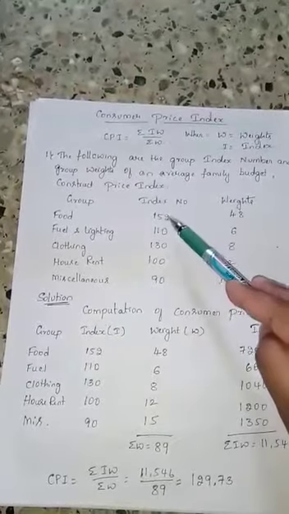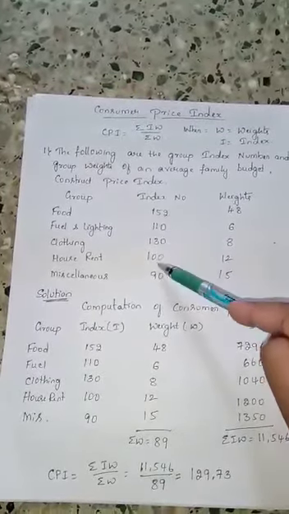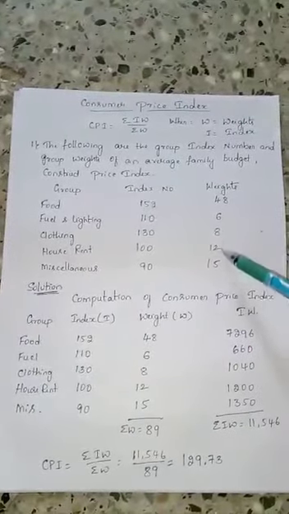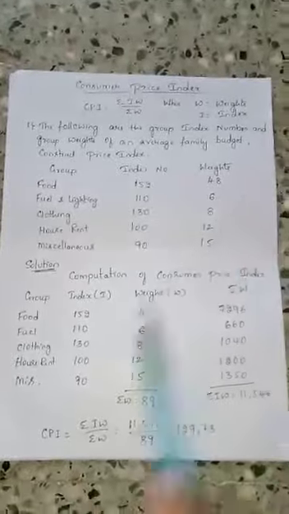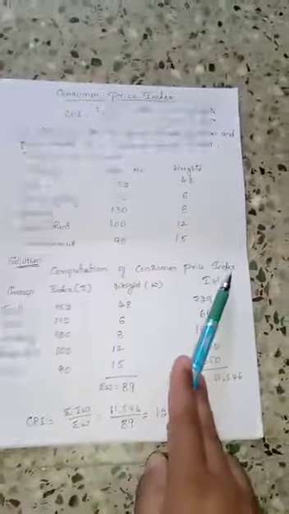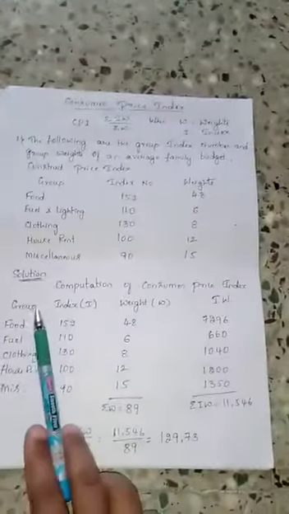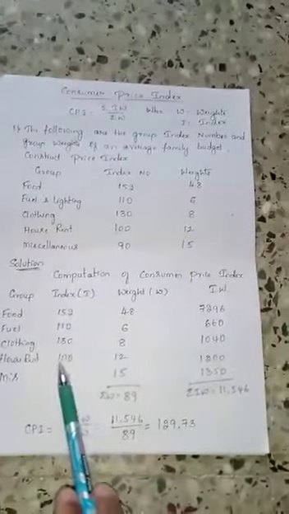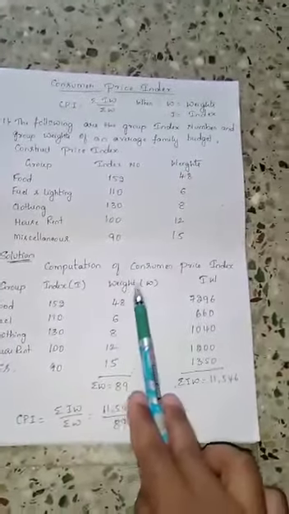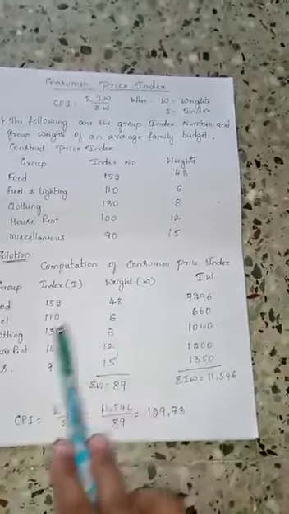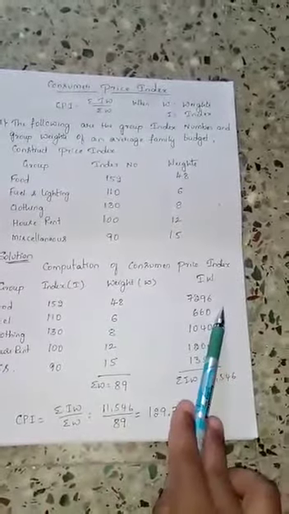Index numbers are 152, 110, 130, 100 and 90. Weights are 48, 6, 8, 12 and 15. We have to calculate the consumer price index by using this formula. The groups are given, the index is taken as I, weights is taken as W, then we have to calculate IW. Index and weights are multiplied.